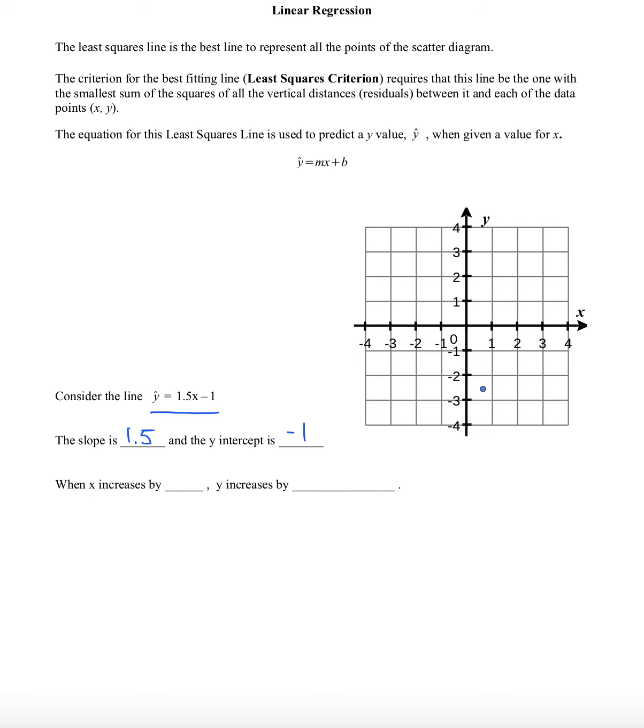So we want to start our graph at the y-intercept. And then we ought to be able to graph using the definition of slope. And the definition of slope is it's the rise over the run. So for every change in x, how do you change in the y? So when x increases by just 1, y will increase by 1.5 units. That's what the 1.5 tells us.